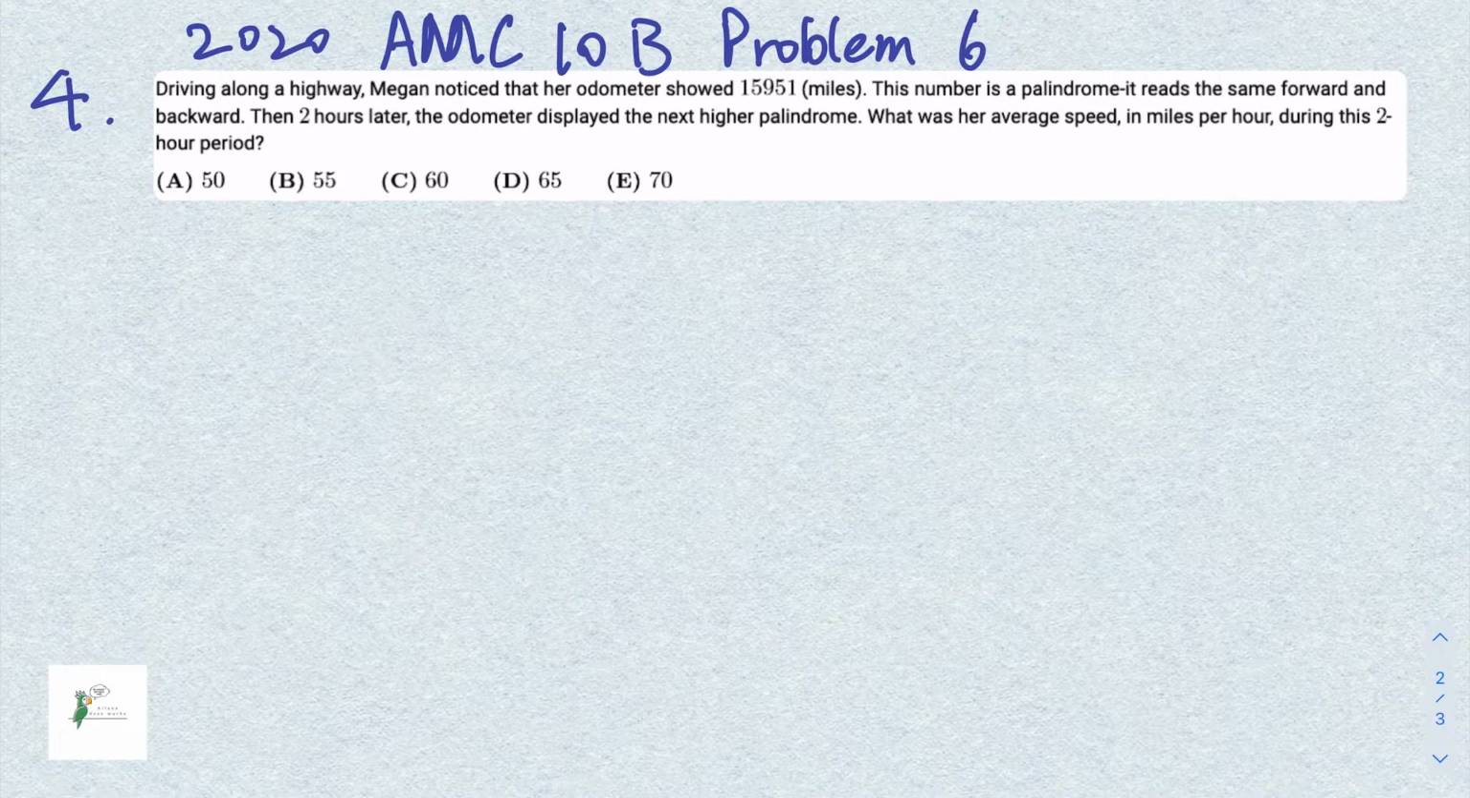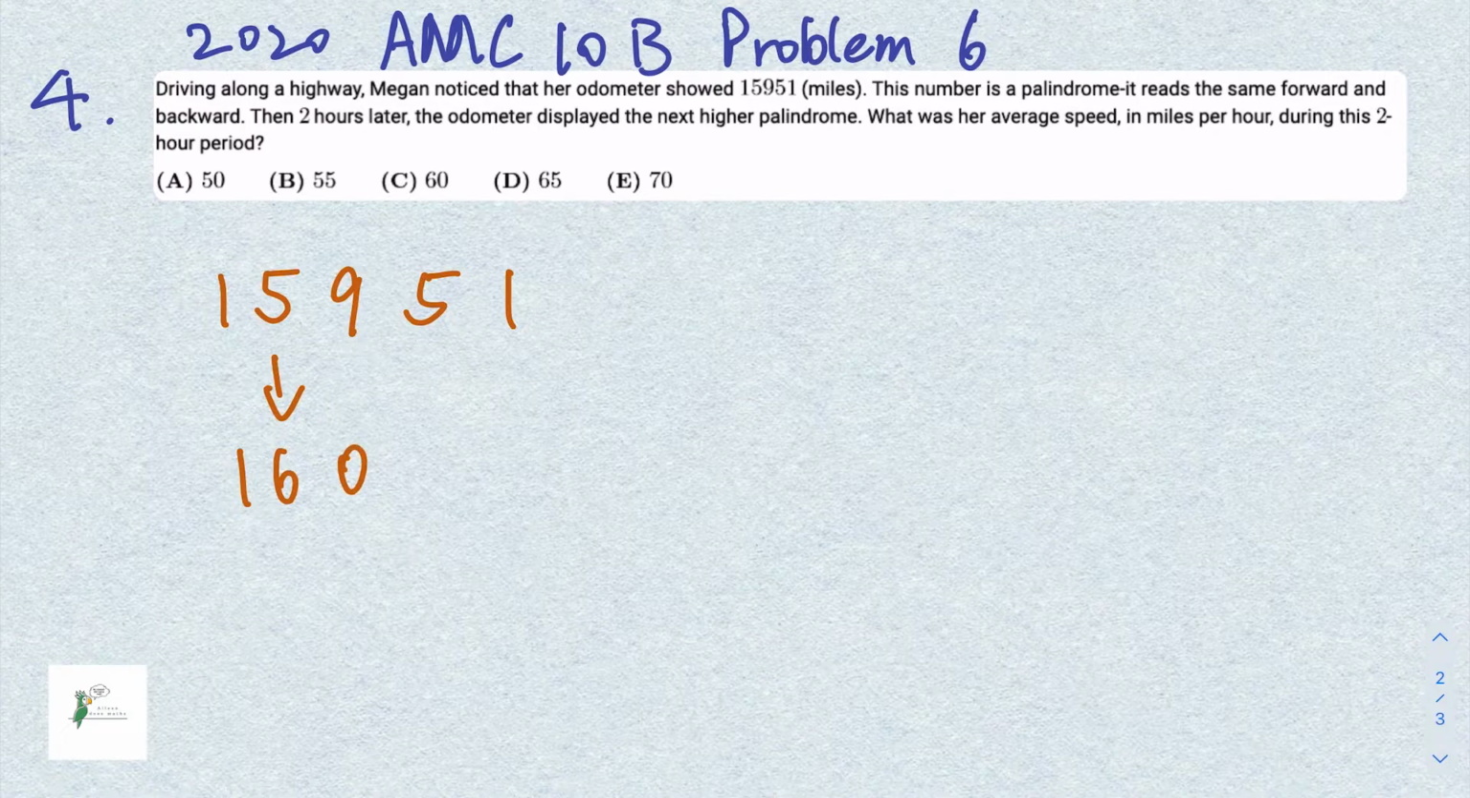The next higher palindrome. So we know right now the palindrome is 15,951. So to find the next palindrome, you just have to raise the 9 one higher. So obviously, if you turn 9 to 10, we have to add 1 to the 5, turning a 5 into a 6. Or since it's a palindrome, we have to make both 5s into 6s. Okay, right. So this is how we find the next palindrome.